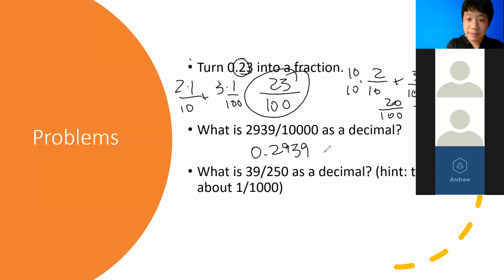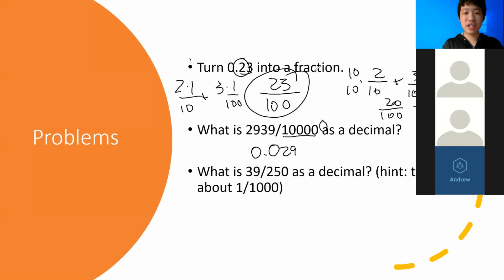All right, and similarly for this one, we can just write this out, 0.2939. Okay, but be careful here. If this number was just a little bit bigger, with let's say an extra 0 at the end, then this number would not be 0.2939. It would be 0.02939. Okay, so you got to be careful in how many zeros this number has.